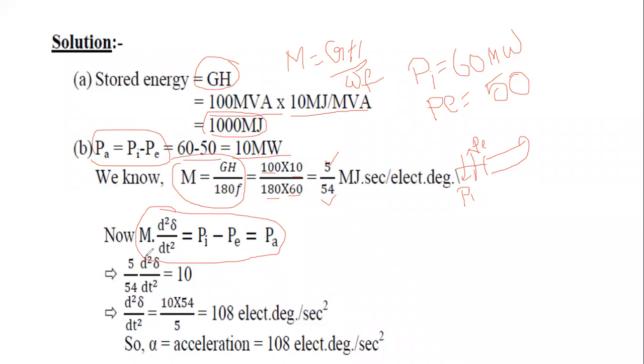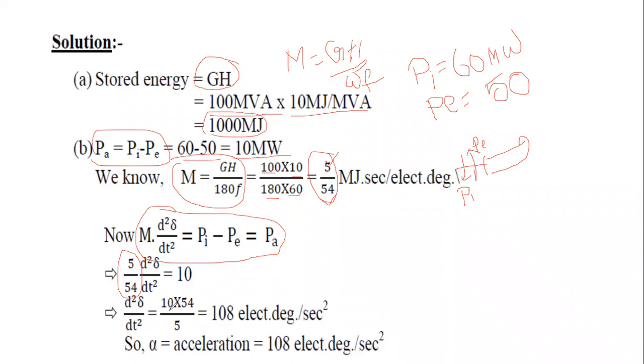Therefore, what is the M value? That is 5 by 54. We are substituting M is equal to 5 by 54 into d square delta by dt square. d square delta by dt square is equal to PA. What is the PA value? That is 10 megawatts. Next, consider d square delta by dt square.